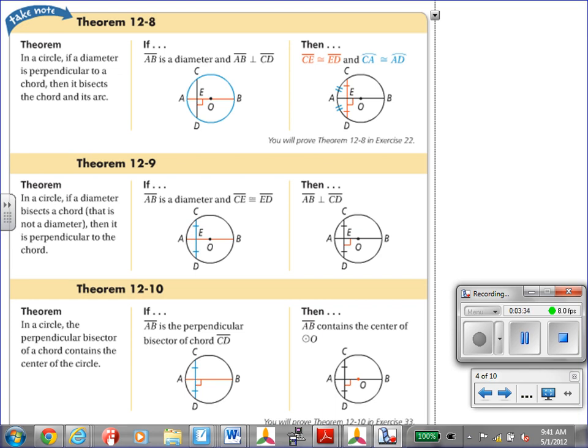On 12.9 it says in a circle, if a diameter bisects a chord that is not a diameter, then it is perpendicular to the chord. You can see that there as well. It's just saying the same thing but backwards. Do you see that? 12.8, 12.9. It's telling you if it bisects it, then it's going to be perpendicular. All right, 12.10. In a circle, the perpendicular bisector of a chord contains the center of the circle. All three of these are together on the same slide because they're pretty much all saying the same thing, but you were given different information to start with.